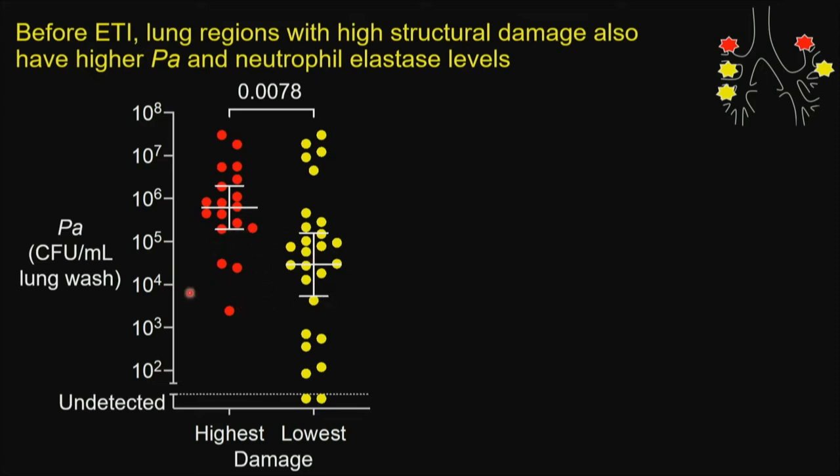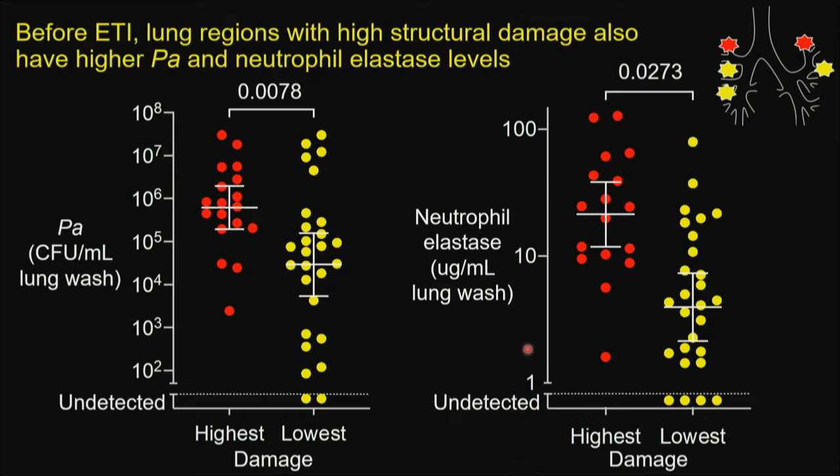And what we found, and sorry, along the y-axis here, we have Pseudomonas aeruginosa expressed as CFUs per mil of lung wash. What we found was that in high damage regions, there's about a 20-fold higher concentration of Pseudomonas. Now, we were also interested in inflammation, and we're using neutrophil elastase as our marker of inflammation in this case. What we found here was that there's about a 6-fold higher concentration of neutrophil elastase in the high damage regions as compared to the low damage regions.